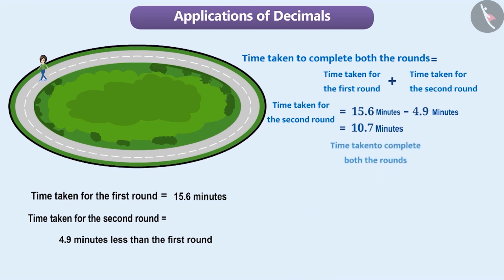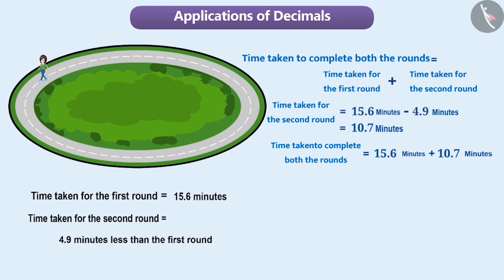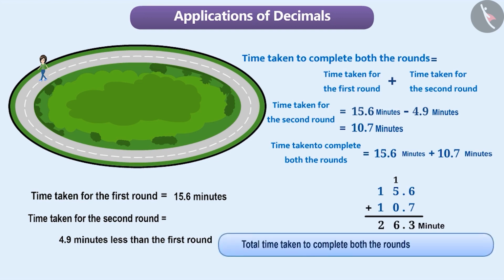Now, we will find out the total time taken by Manju to complete both rounds by adding these two times. To do so, we again write both the decimal numbers one below the other so that the digits at similar places fall in the same column. Then, we add them from the right side in the same way as we add whole numbers. And in the result, we place the decimal point in the decimal column. Thus, the answer we get will be 26.3 minutes. That means Manju took 26.3 minutes for completing 2 rounds.